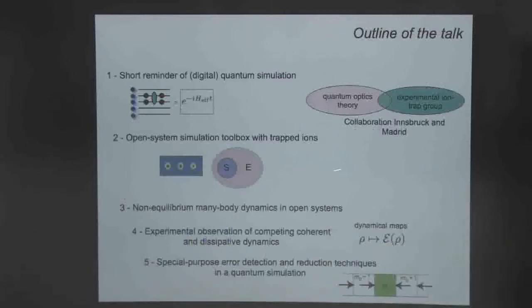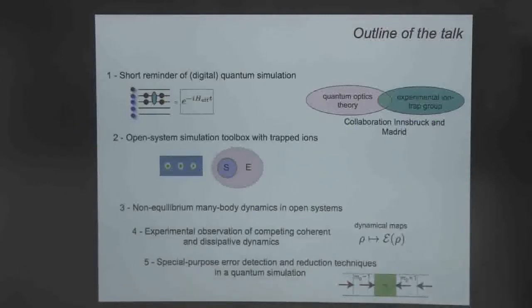So my talk is essentially divided in two parts. In the first part, I would like to give you a short reminder or introduction on the concept of digital quantum simulation, and then show you how one can extend the more well-known concepts of Hamiltonian quantum simulation to an open system context, and show you some tools that we've theoretically developed and implemented together with the Innsbruck group with trapped ions, a complete set of tools to do, in principle, arbitrary Markovian open system dynamics.